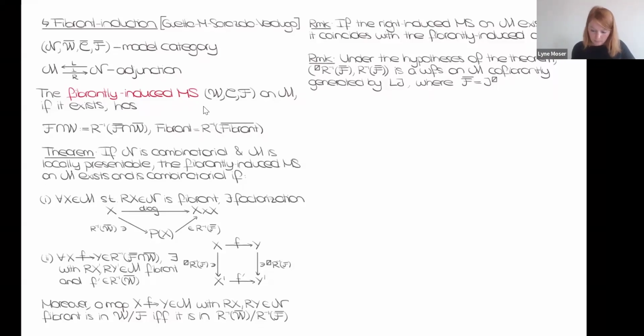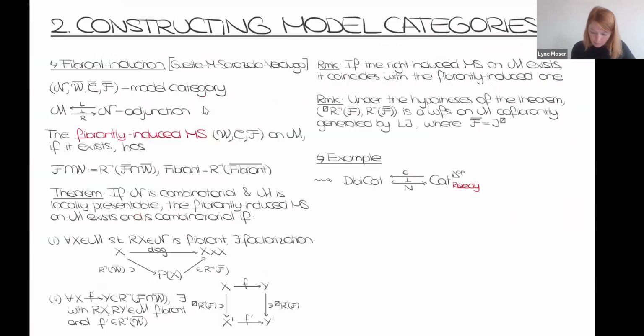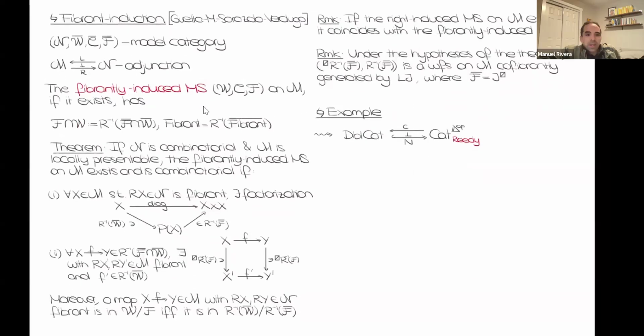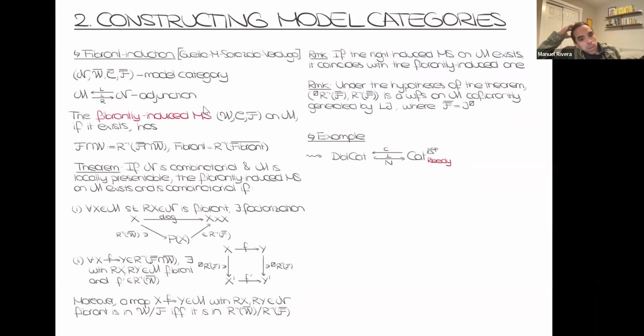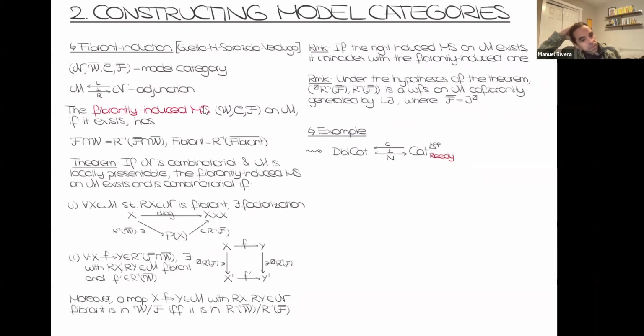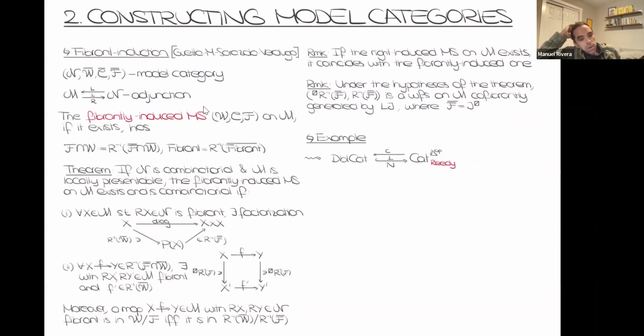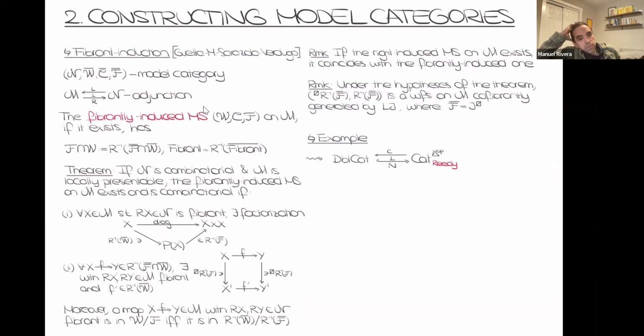Okay. Can I ask a question? Lynn, do the methods in the proof of this theorem give you an explicit way of producing cofibrant replacements in this fibrantly induced model structure?